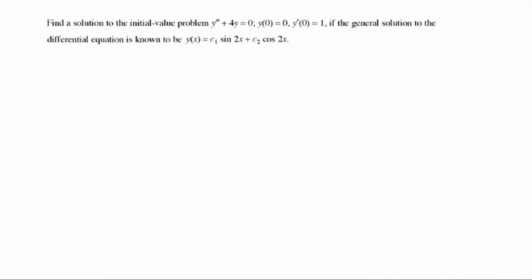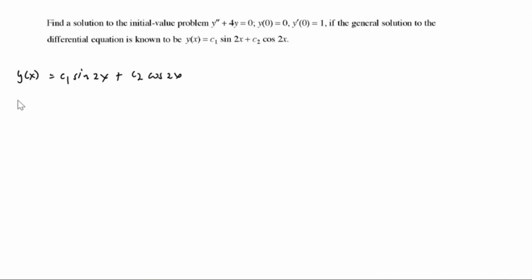So the next example is to find a solution to the initial value problem y double prime plus 4y is equal to 0, y sub 0 is equal to 0, y prime of 0 is equal to 1, if the general solution to the differential equation is known to be y of x equals c sub 1 of sine 2x plus c sub 2 times cosine 2x. So we have y of x is equal to c sub 1 of sine 2x plus c sub 2 of cosine 2x.